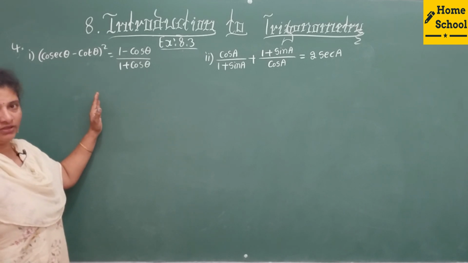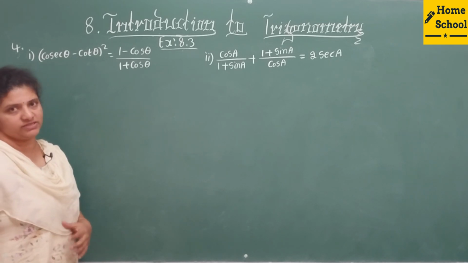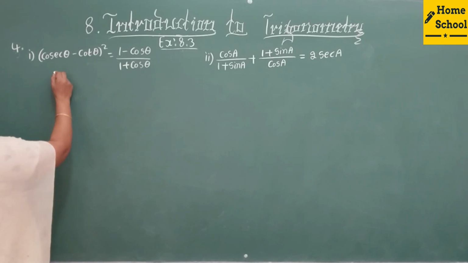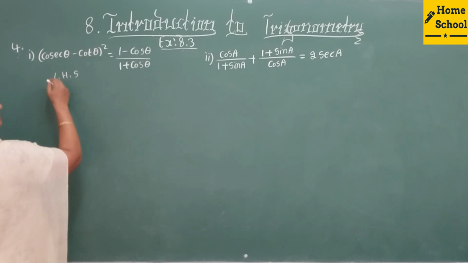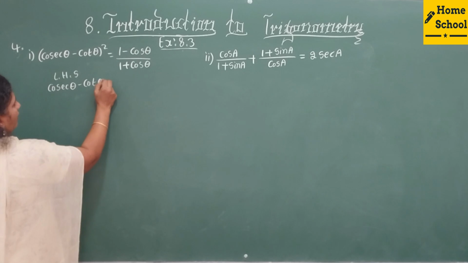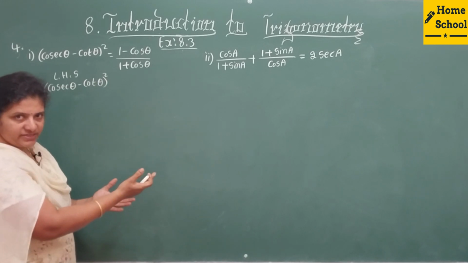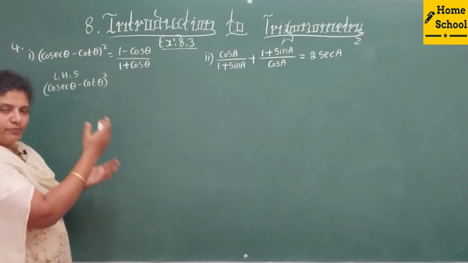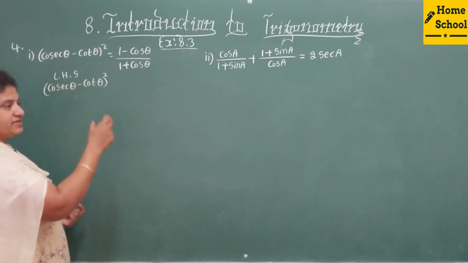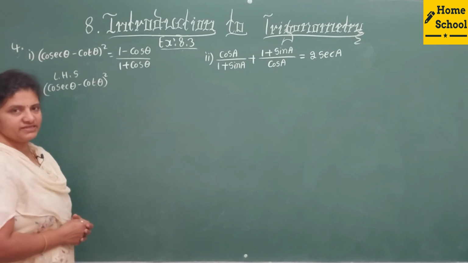Cosecant theta minus cot theta whole square is equal to 1 minus cos theta by 1 plus cos theta. Using identities, we need to prove this one. First, let me consider LHS. Left hand side, cosecant theta minus cot theta whole square. In these problems, considering LHS you can prove RHS, or considering RHS prove it as LHS, or both you drag. That means LHS you will get one answer, RHS you will get one answer. If both are equal, then you can say that they are equal, hence it is proved.